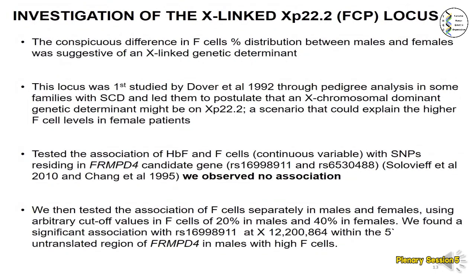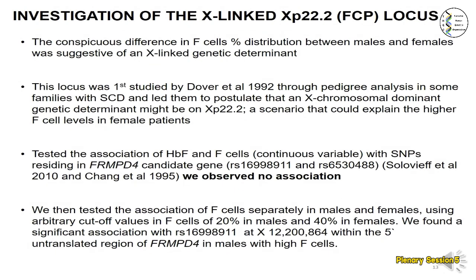We then tested the association of F cells separately between males and females using arbitrary cutoff values in F cells of 20% in males and 40% in females. We found a significant association with RS16998911, which is found at this region within the 5' untranslated region of FRMPD4, in males with high F cells.